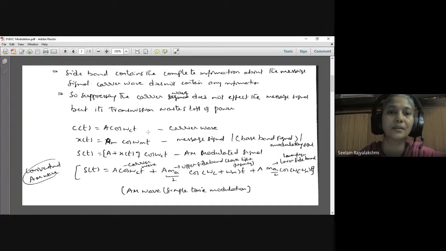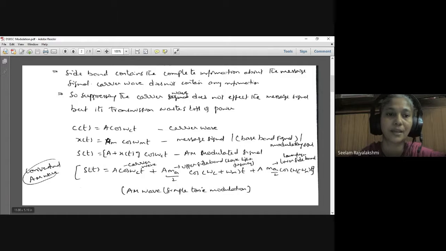So let us see. The carrier wave, represented as c of t, equals A c cos omega c t, and the message signal, x of t, equals A m cos omega m t. The amplitude modulated signal, represented as s of t, is obtained by adding these two. The superposition of carrier wave and message signal is nothing but amplitude modulation. By adding these two, we obtain the conventional amplitude modulation wave.